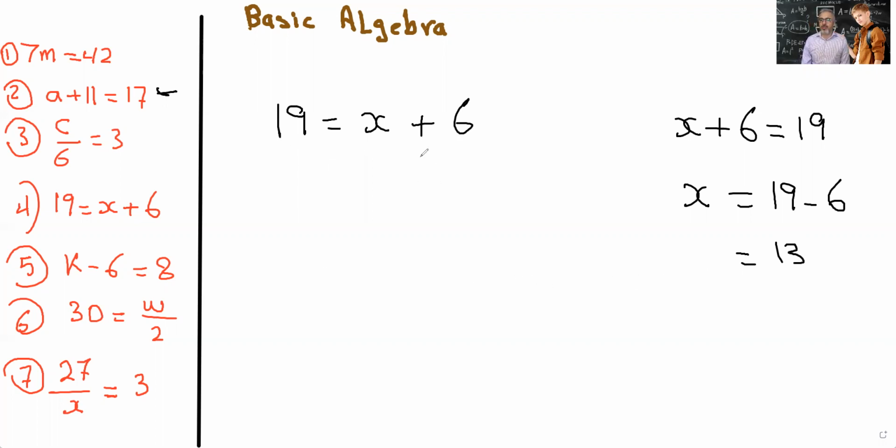Now, if you want to do it from here, the same thing. You could want to leave it like this. You could just go, okay, I'm going to minus 6 from both sides. Now this will cancel, and 19 minus 6 gives me 13 equals x. So these are the 2 different options.